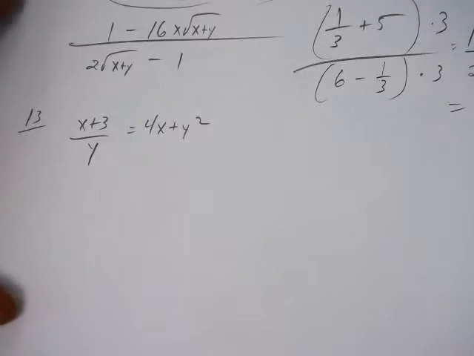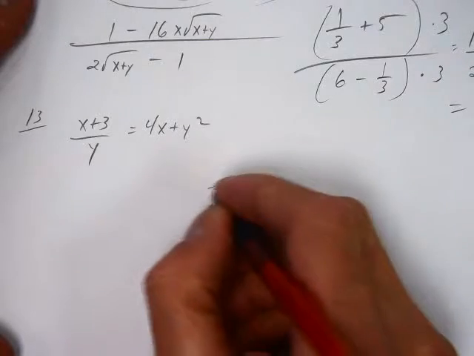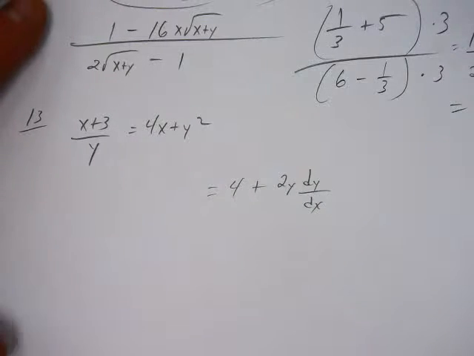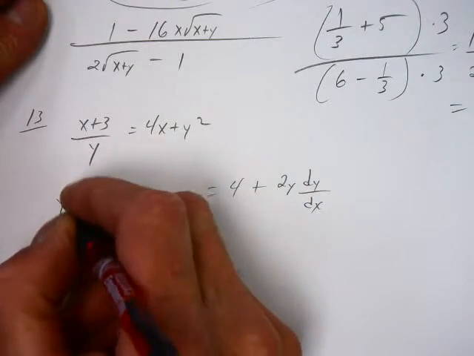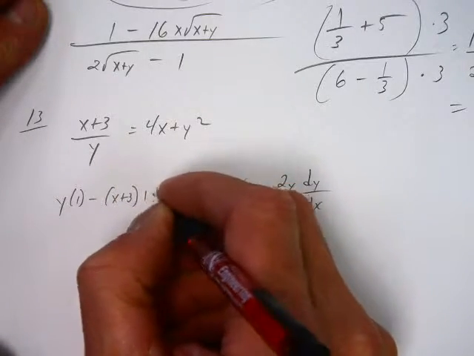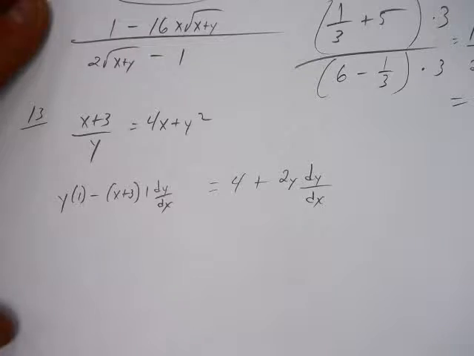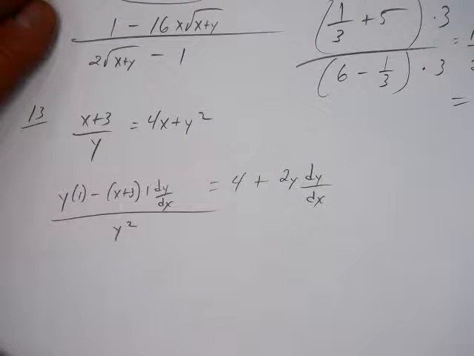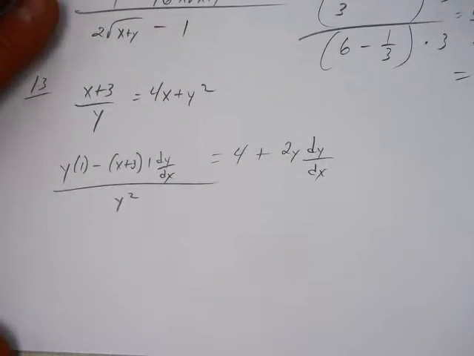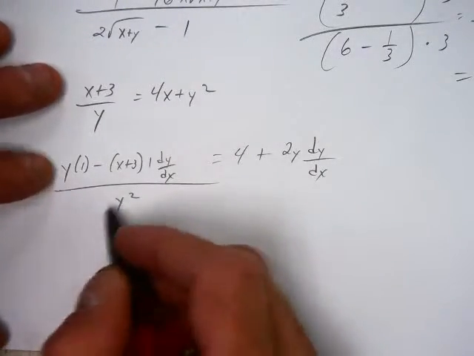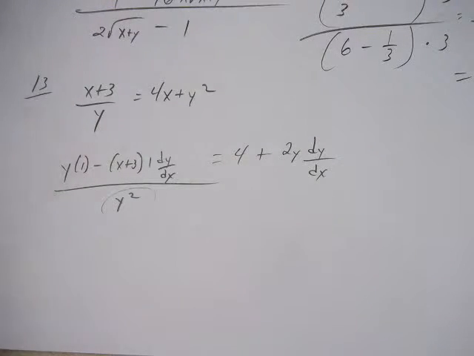Okay, so we almost got them all done. Okay, I just grabbed my glasses and I don't have my glasses on my head. So I got x plus 3 over y equals 4x plus y squared. Okay. So, right side, easy peasy. Left side, product rule. Low, d high, minus high, d low, I just got rid of a y, just divided by low squared.